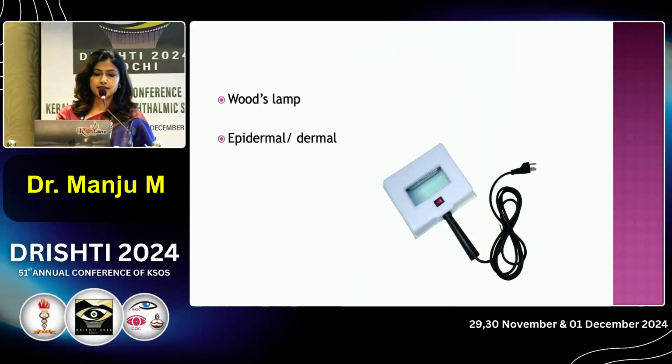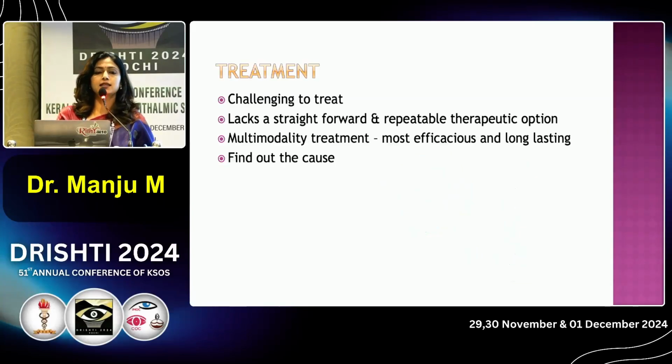And by using Wood's lamp, we can differentiate whether it's an epidermal pigmentation or a dermal pigmentation. In epidermal pigmentation, the pigmentation will be more evident with Wood's lamp, and in dermal pigmentation, the pigmentation will be less evident. Coming to the treatment, dark circles are a little bit challenging to treat. It lacks a straightforward and repeatable therapeutic option. What we usually practice is a multimodality treatment that will be more efficacious and long lasting. And the most important thing is we have to find out the cause.